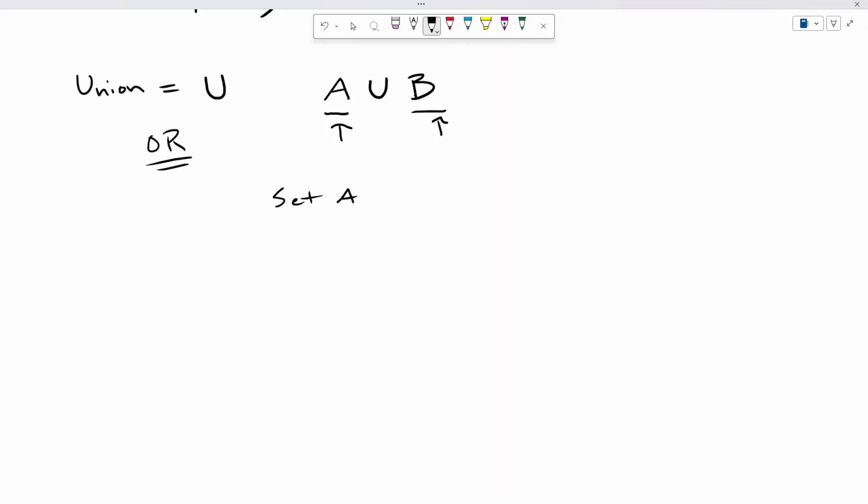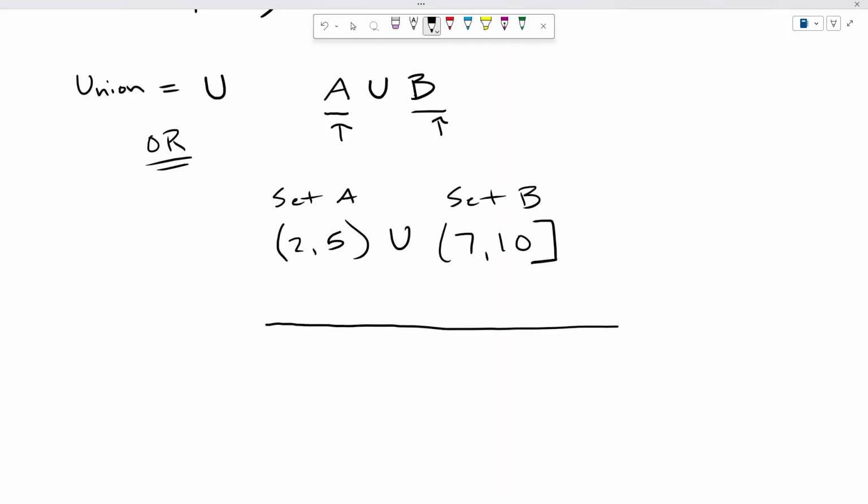All right. So let's say our set A was parentheses 2 comma 5 union, and then our set B is 7 comma 10, and we'll say the 10 has a bracket, the 10 is included. Right. So if we were to graph this on a number line, so we have 2, 5, 7, and 10.